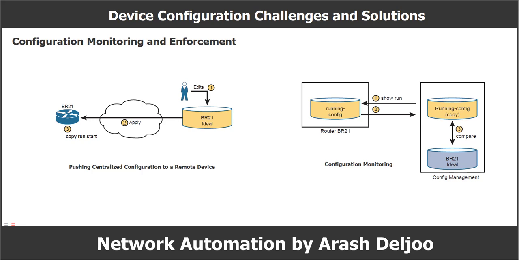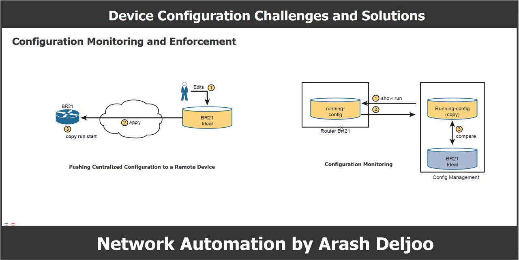Configuration management tools can monitor device configuration to discover when the device configuration differs from the intended ideal configuration, and then either reconfigure the device or notify the network engineering staff to make the change. This feature might be called configuration monitoring or configuration enforcement, particularly if the tool automatically changed the device configuration.